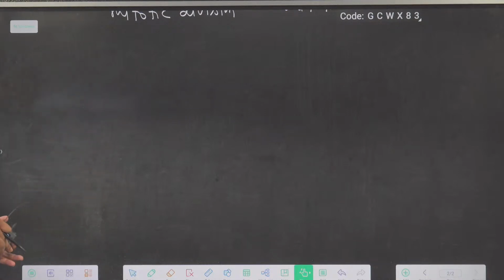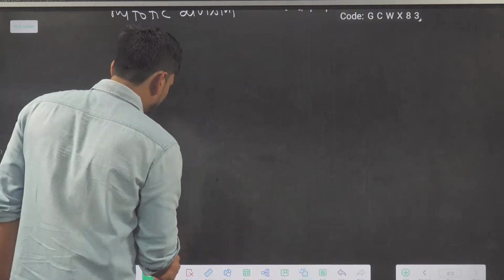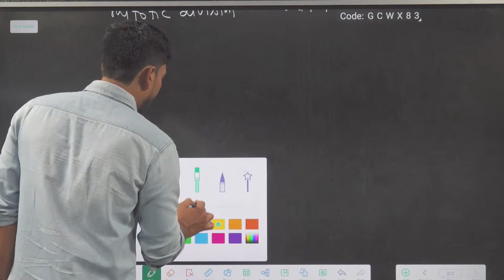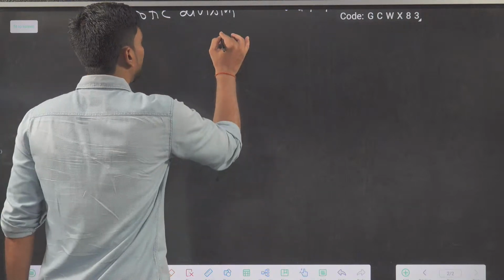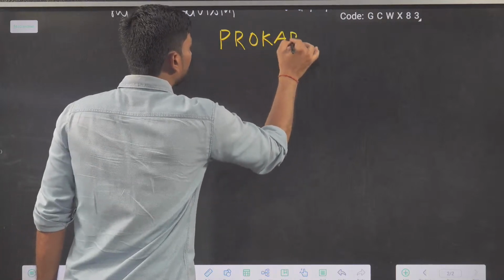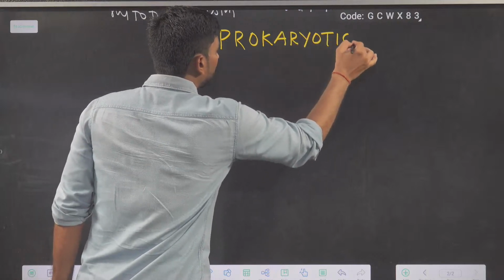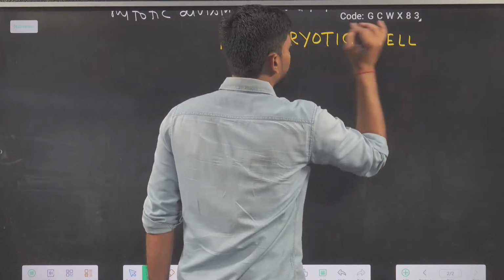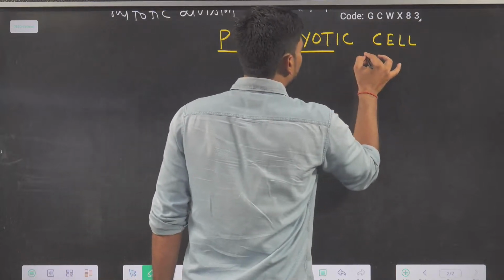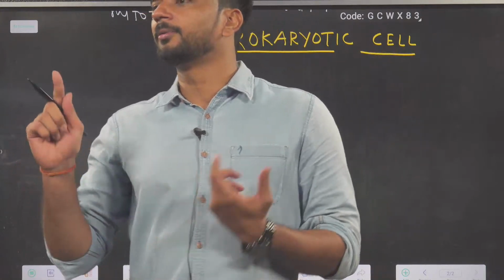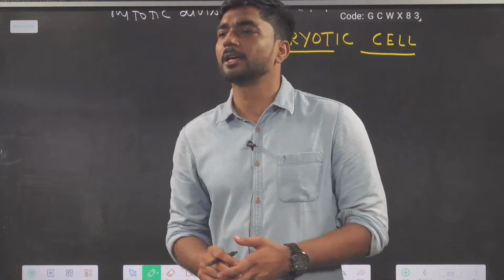So prokaryotic cells in this case, firstly we'll write what? Prokaryotic cells. And you have already told a lot of answers about how prokaryotes look. Protozoan is not prokaryotic cells. Protozoans come under Protista, and that Protista is nothing but eukaryotic.